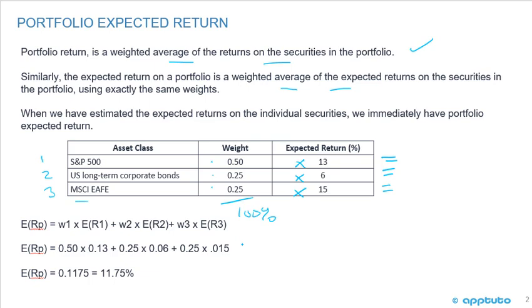So how do we calculate the expected return on the portfolio? It's weight 1 times expected return 1 plus weight 2 times expected return of the second asset plus weight 3 times the expected return on the third asset. So you can see 0.5 times 13% plus 0.25 times 6% plus 0.25 times 15%, and we're going to get 11.75%. So the expected return, weighted average, very easy.